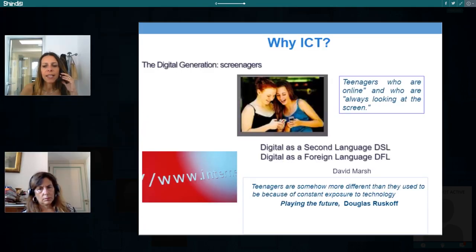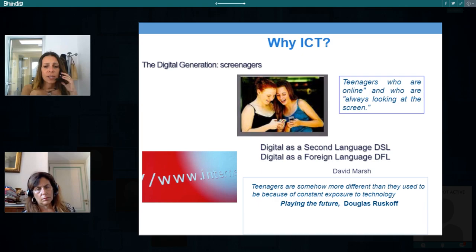Yes, so the digital dimension. Why this link with the digital, why the importance of the digital dimension? So David Marsh himself talks about these new acronyms, digital as a second language and digital as a foreign language. So it's a new language in itself, and the D is a very important dimension, the first letter of these two acronyms. So that's why the digital trajectory that David Marsh designs for CLIL is particularly important.